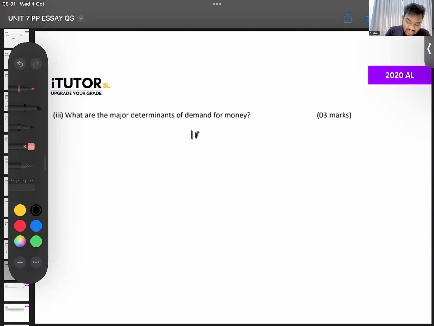On one side, you have income. The more income you have, the more money that you would demand. Income is there, that is for transaction and precaution. Then you have interest rates. So apart from this, guys, can you give me a few others? Now they are asking for 3 marks. No? So at least you write 3. Now you don't have to explain these also. They're simply asking what are the determinants.